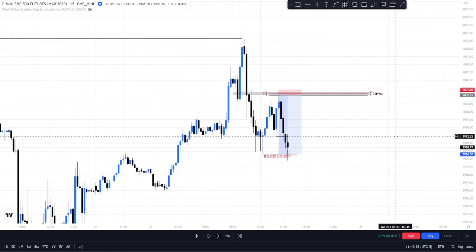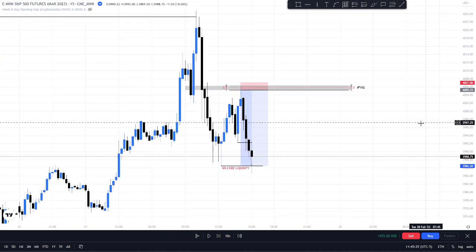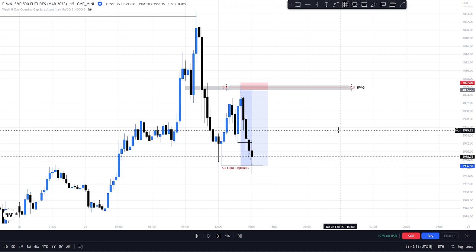If you guys got any questions, let me know. This is ICT's implied fair value gap. You can use this on any time frame. It works better on the higher time frames, but it is a gem.